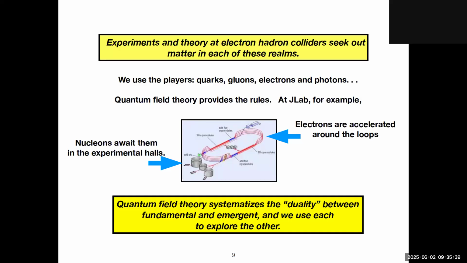In each of these realms, we use the players of a certain game, which is the quarks, gluons, electrons, and photons. And quantum field theory provides the rules. So for Jefferson Lab, for example, electrons are accelerated around the loops, and nucleons await them in the experimental halls. I don't know how the nucleons feel. They say, you know, 10 to the minus 8 seconds ago, there were a lot of electrons going very fast. Watch out. And that's the whole point about the physics of this.